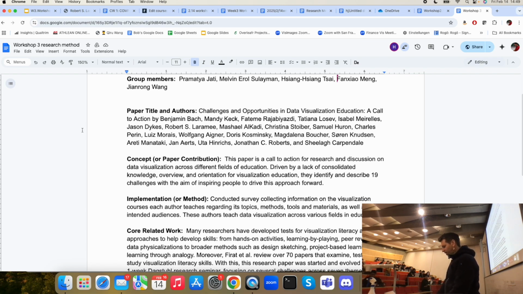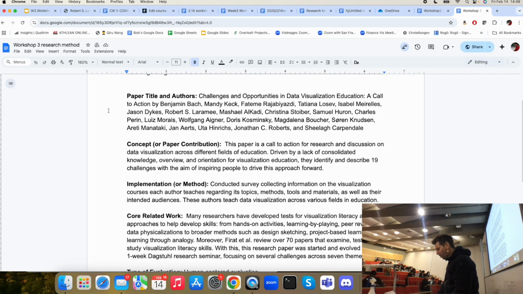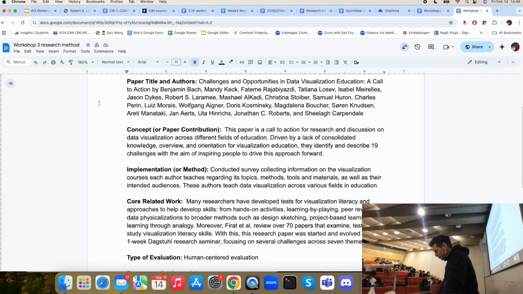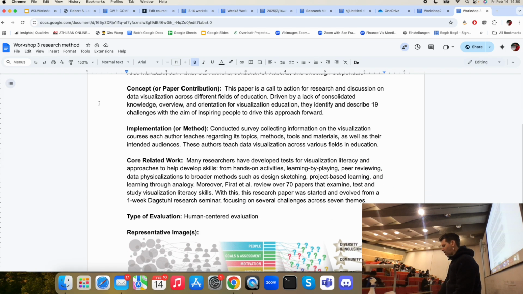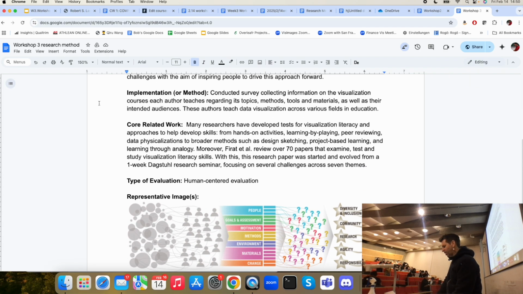Okay, yes, this one. Okay, this again is not a traditional research paper. It deviates a little bit from the traditional one. It's got a lot of authors. Yes, that's a good description, I would say, of the concept. Yeah. Yes, that's a good description of the implementation.